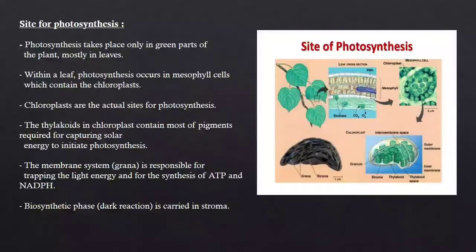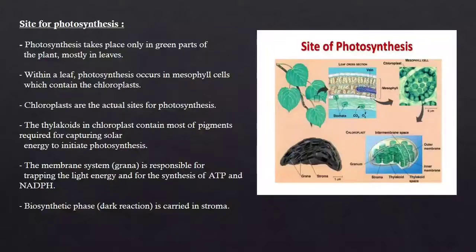Now, the thylakoids in chloroplasts contain most of the pigments required for capturing solar energy to initiate photosynthesis. The membrane system, which is the granum, is responsible for trapping the light energy and for the synthesis of ATP and NADPH. We all know what ATP is, adenosine triphosphate. Now, what is NADPH? NAD is nicotinamide adenine dinucleotide. In the oxidized form, you say NAD+, and in the reduced form, NADH. And NADPH is nicotinamide adenine dinucleotide phosphate. In the oxidized form, it is NADP+, and in the reduced form, NADPH. I hope you know the basic difference between NADPH and NAD.